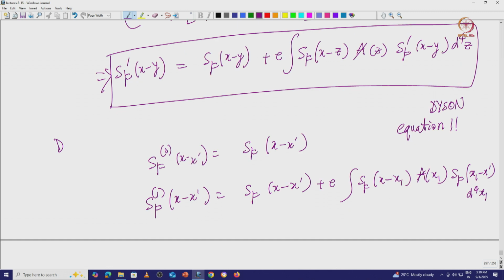Now the second order, meaning order by order you are introducing interactions. This is called the Dyson series. Okay, Dyson series.